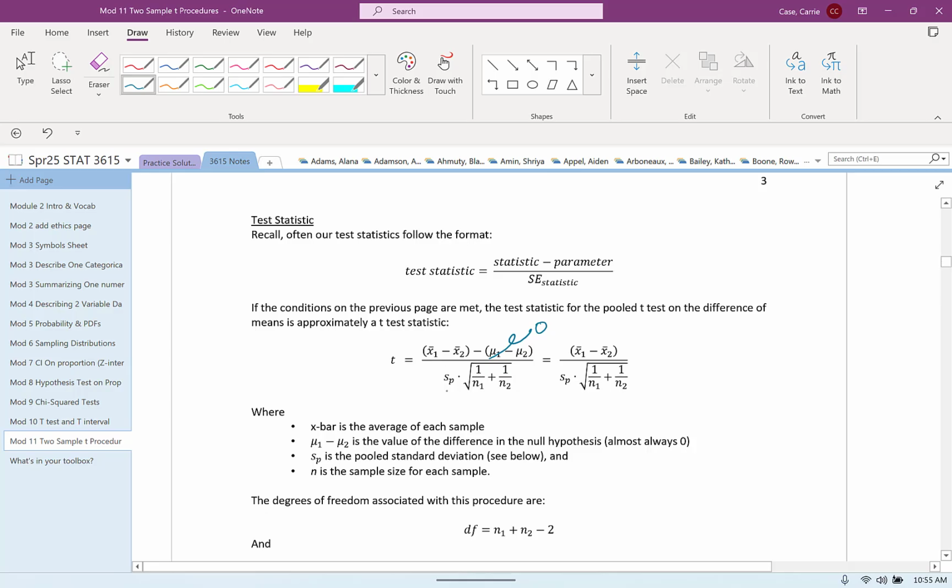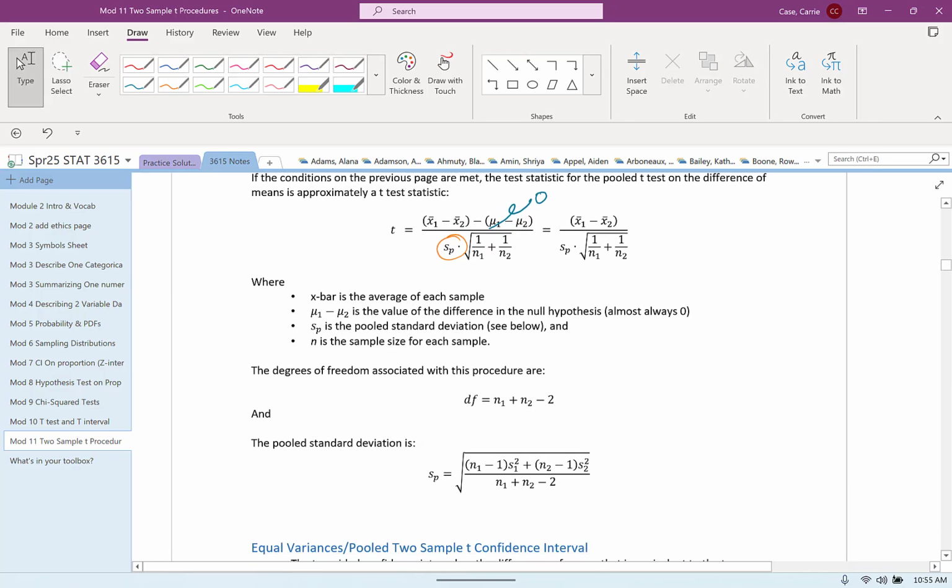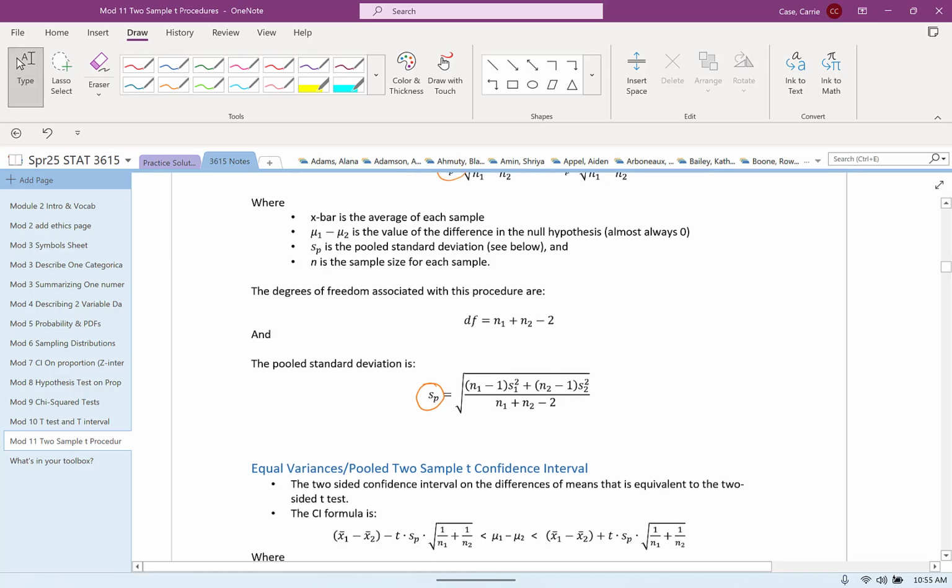And that is the pooled standard deviation of the two groups, because we said that these standard deviations were equal. We actually have to calculate that. The pooled standard deviation formula is down here, and that is multiplied by the square root of 1 over n1 plus 1 over n2. So our test statistic is x bar 1 minus x bar 2 over the pooled standard deviation of the two groups times the square root of the quantity 1 over n1 plus 1 over n2, where x bar is the average of each sample. Mu1 minus mu2 is the value of the difference in the null hypothesis, which is almost always 0, so it drops out of the test statistic. Sp is our pooled standard deviation. The formula is below. And n is the sample size for each sample.